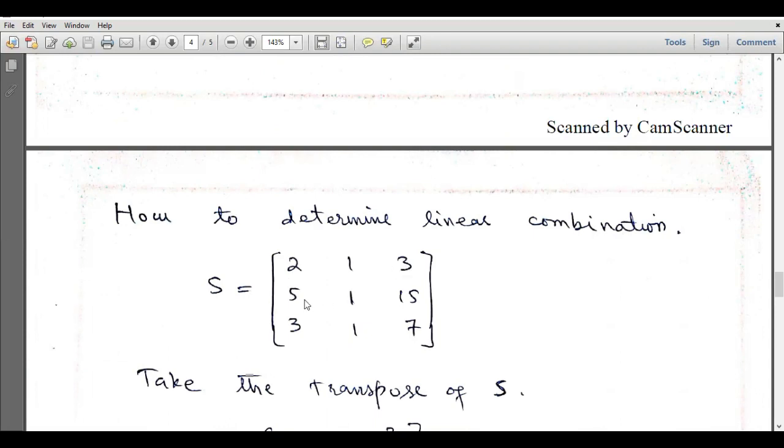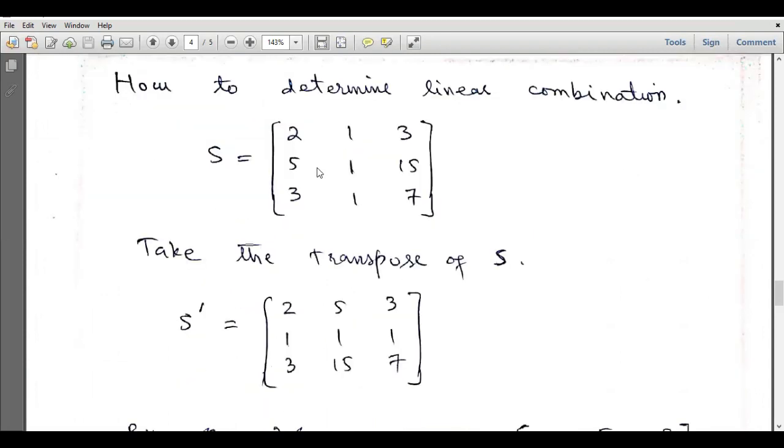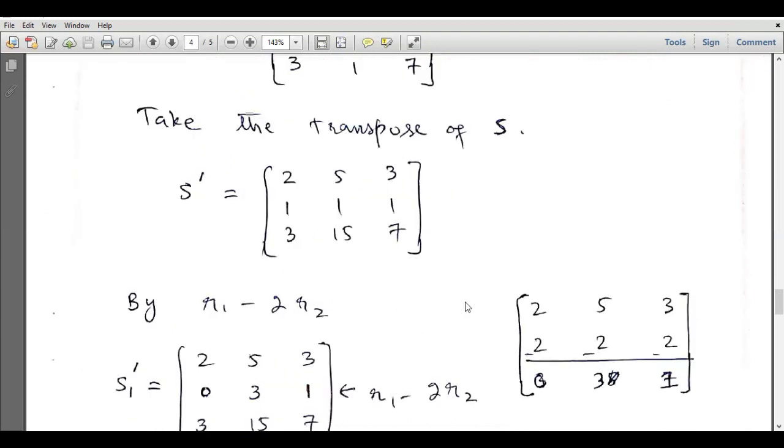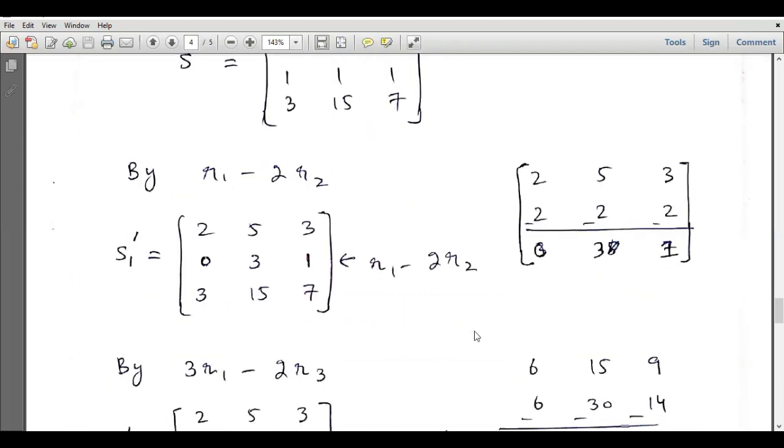So how to determine linear combination? S is equal to 2, 1, 3, 5, 1, minus 15, 3, 1, 7. First, we have to evaluate the transpose of this matrix. So S dash will be equal to 2, 1, 3 will be the first column, 5, 1, 15 will be the second column, and 3, 1, 7 will be the third column. So let's make this entry equal to 0. So we have to perform R1 minus 2R2. This is written over here. And the new second row will be 0, 3, 1.